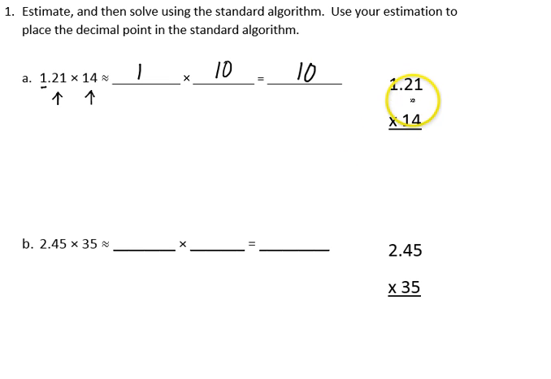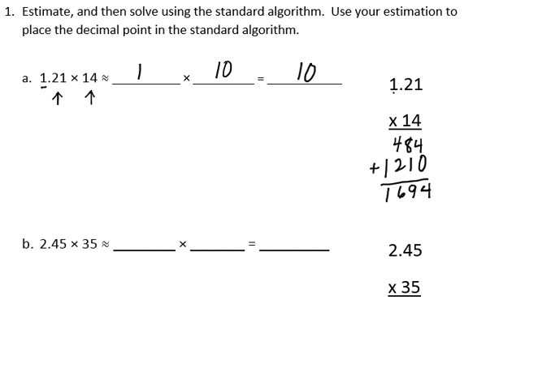So now I'm going to work the problem using the standard algorithm. I'm going to ignore the decimal point and multiply as usual. 4 times 1 is 4. 4 times 2 is 8. 4 times 1 is 4. I'll put the 0 in my second row. 1 times 1 is 1. 1 times 2 is 2. 1 times 1 is 1. I'll add those. We have 4, 9, 6, and 1.